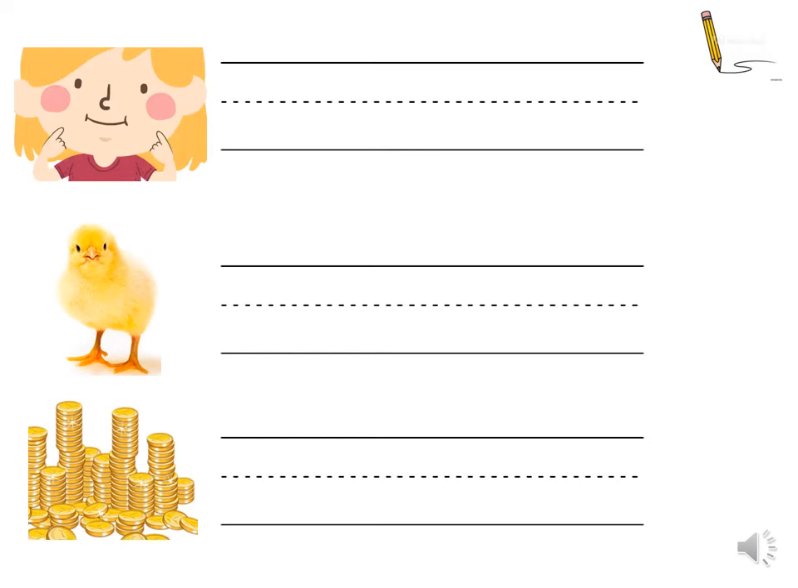What is that in the next picture? It's a chick. Can you stretch out the word chick with me? Ch-ick, chick. And on your phoneme fingers, ch-ick, chick. How many phonemes in this word? Three again. Can you write them down?